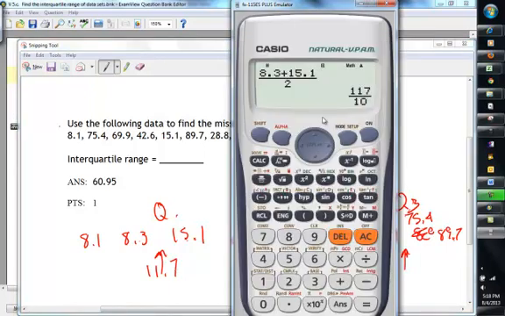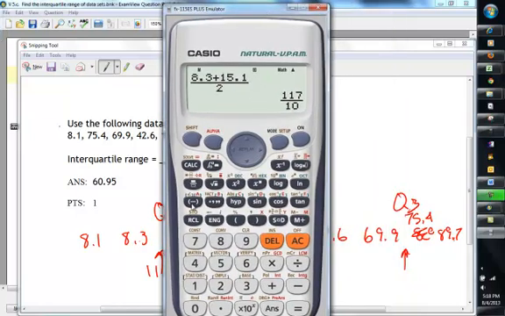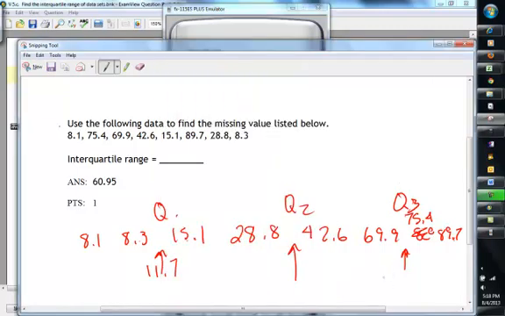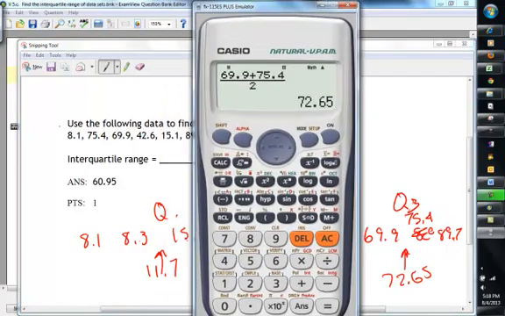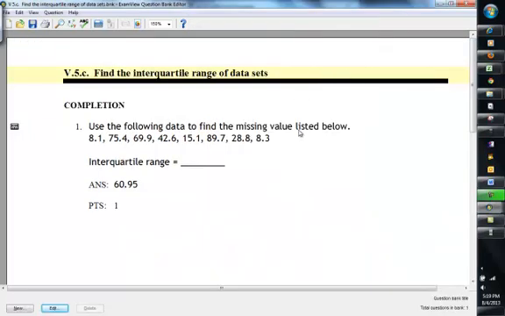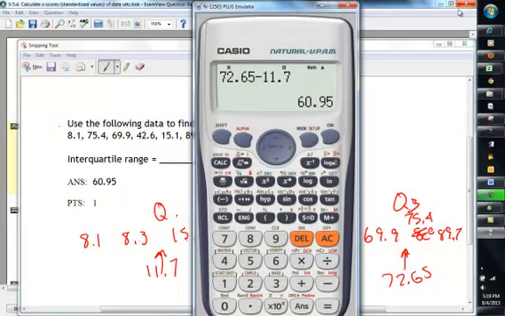Q3 is halfway between those two. 69.9 plus 75.4 divided by 2 is 72.65. So if we subtract those two, 72.65 minus 11.7, we get 60.95. That's the interquartile range. Next one.